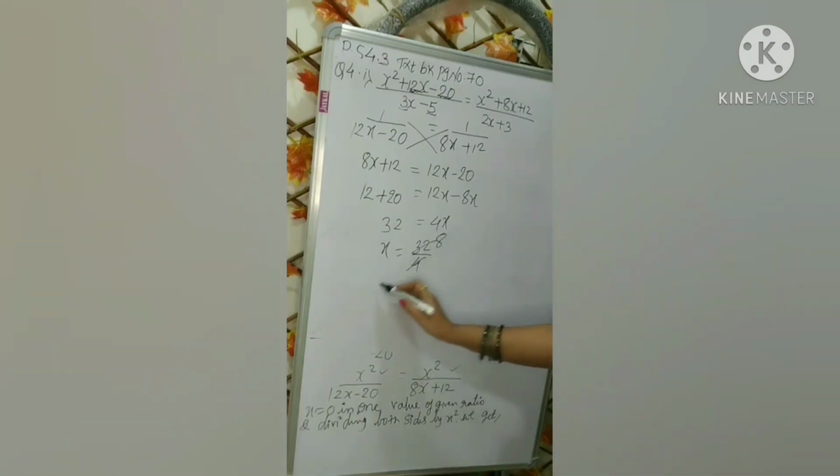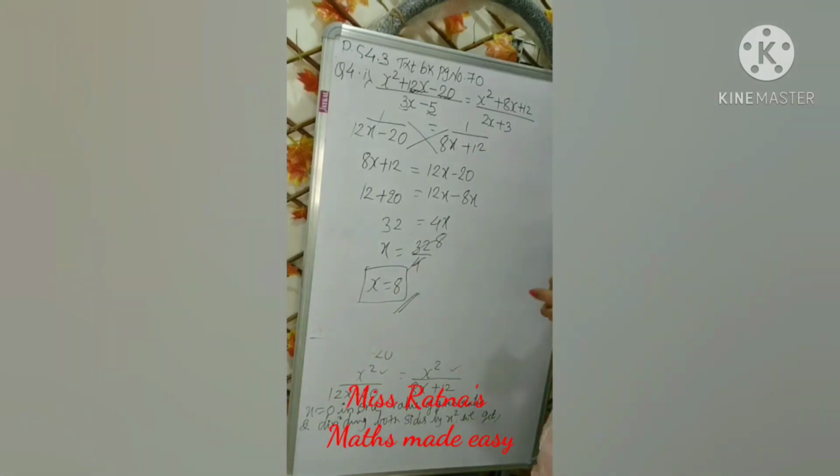4 ones are 4, 4 eights are 32. So x is equal to 8. That's the value of x. This is how we solve.